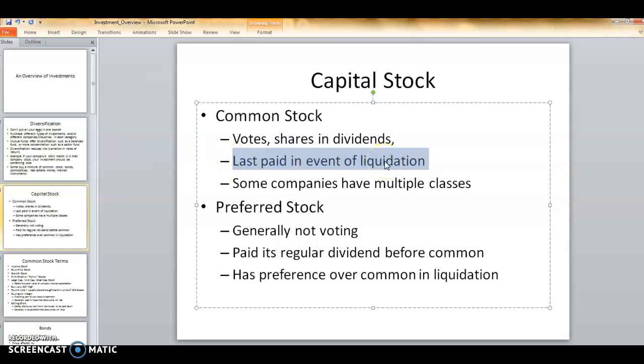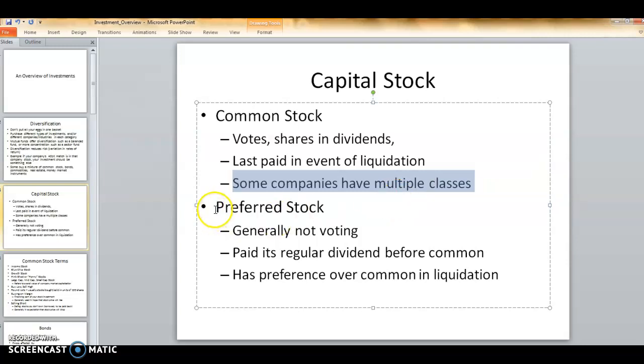Now their share of liquidation is only after all preference items, like employee wages and taxes, for example, have been paid off. All bondholders have been paid off. All preferred stockholders have been paid off, and there's still money left over, then it would go to common stockholders. Some companies have multiple classes of common stock, so for example, Class A, Class B common stock. Companies that have different classes of common stock, usually the main difference is in terms of the number of votes per share. Berkshire Hathaway, United Parcel Service, and Under Armour are some examples of companies that have multiple classes of common stock.